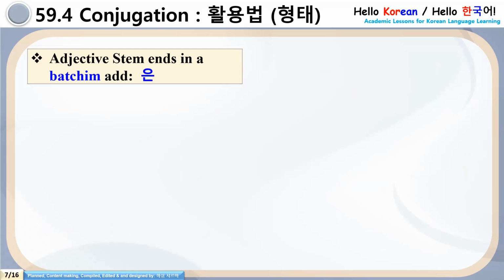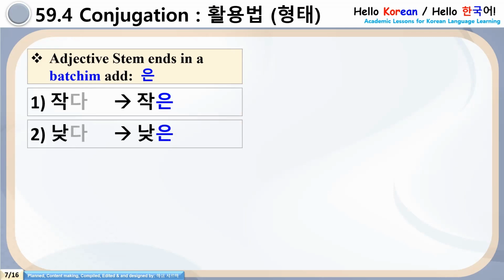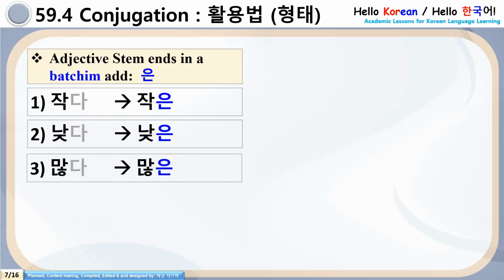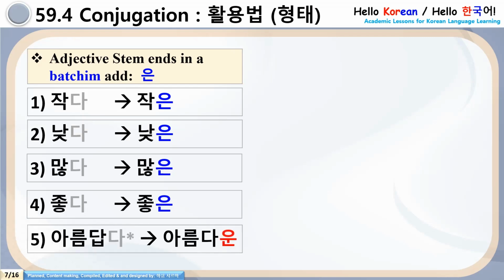Now next is conjugation rules. Again, see here, if the adjective stem ends in a pachim, add un. Number 1, chakta, chagan. Number 2, natta, najan. Number 3, mantha, manan. Number 4, chotta, chon. And number 5, aram dapta will be aram daun.